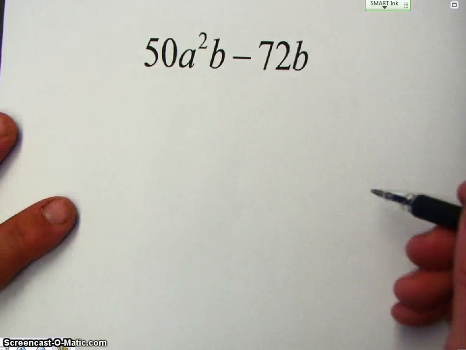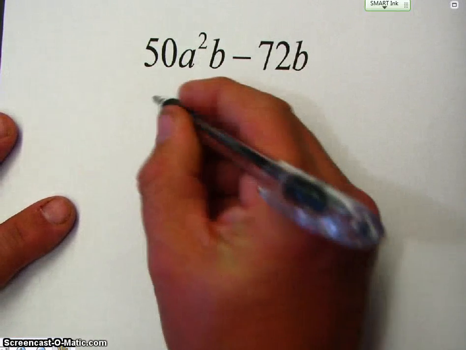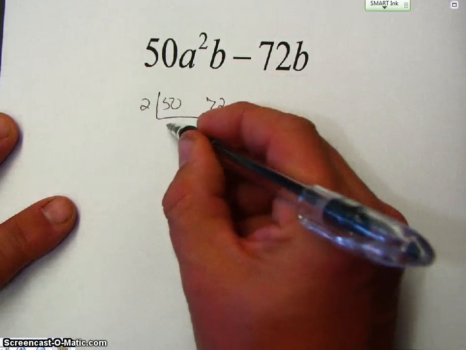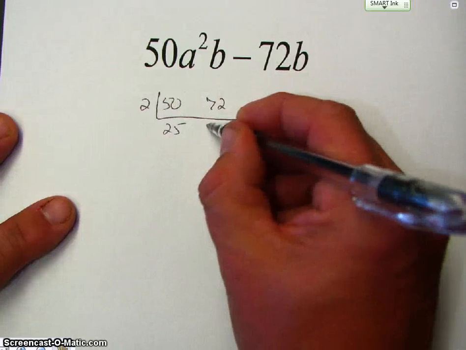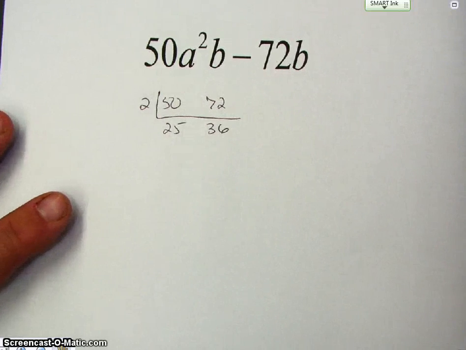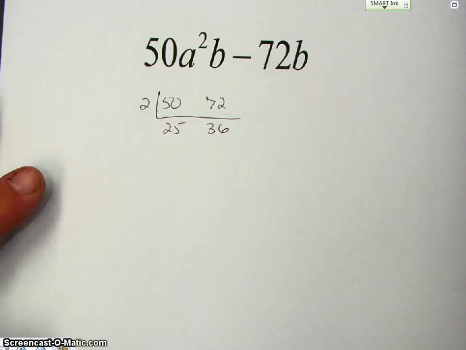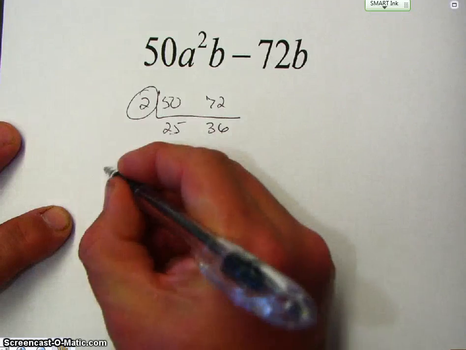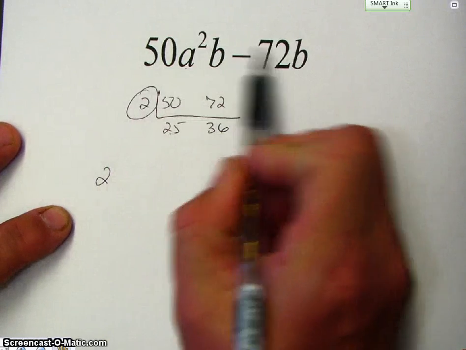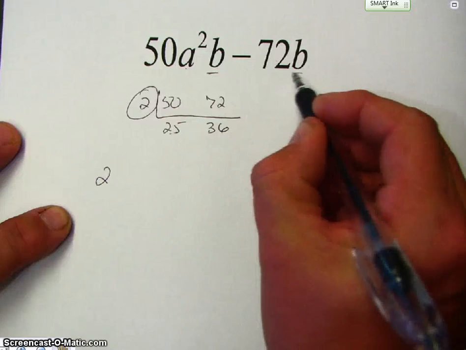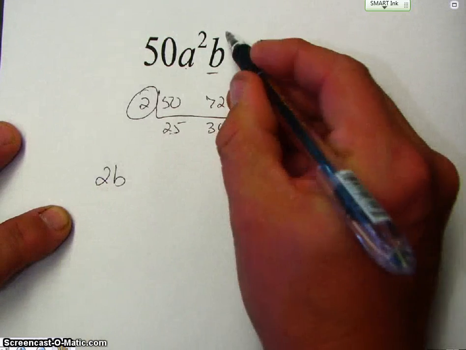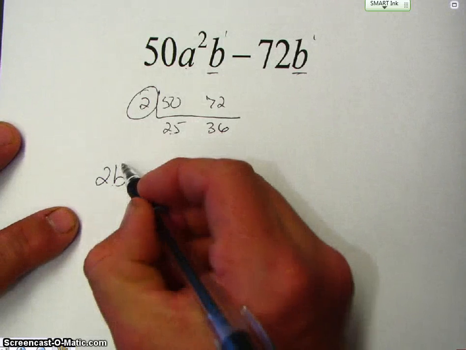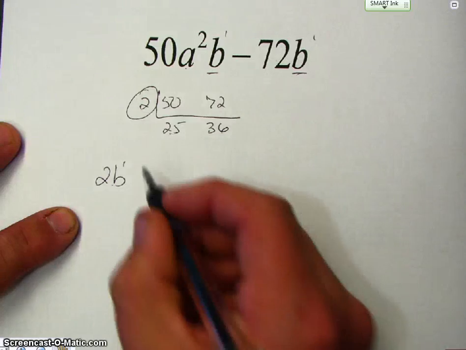All right, GCF. All right, what can go into 50 and 72? I have no idea. So let's try 2. 2 goes into 50, 25. 2 goes into 72, 36. I think that's it. There's nothing else in common in those two. So my GCF is 2. A is not common in both, so I don't have to worry about that. But B is common in both. This is to the first power. This is to the first power. So that means I'm taking out B, and the lowest exponent is 1.